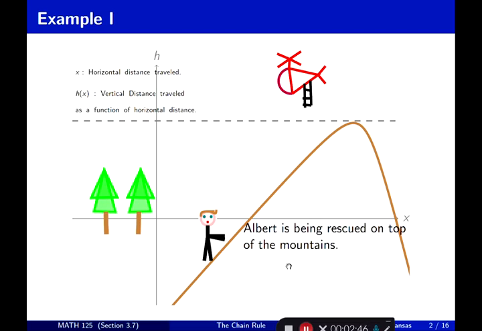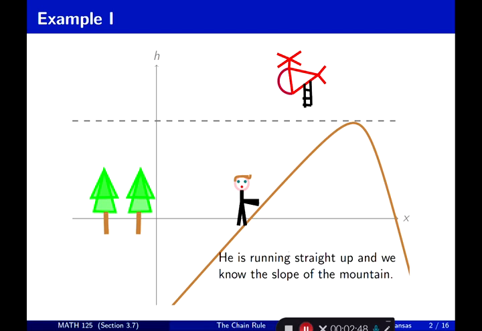So that's the basic of the story. Albert is running, and the chopper is looking. The pilot knows how fast he's running horizontally, but he also knows the slope of the mountain, and that helps him figure out how fast Albert is running up, basically.